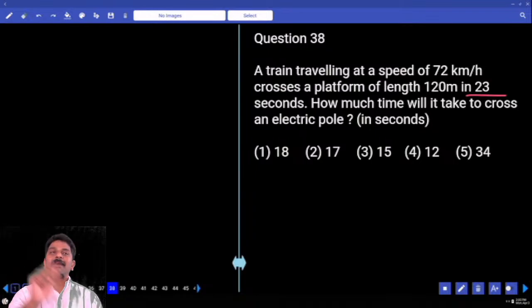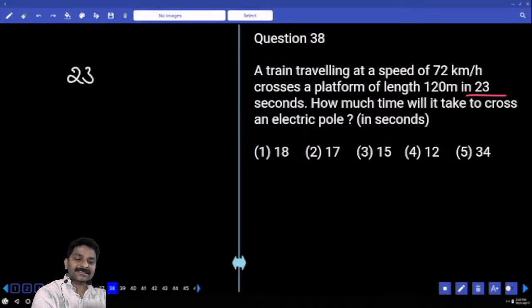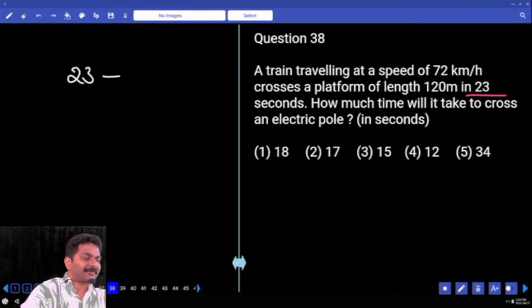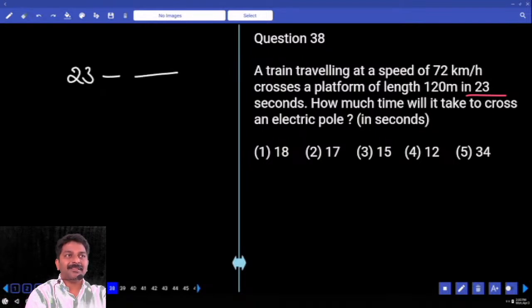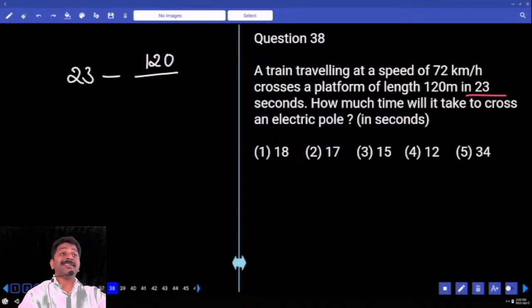Now here, how much is the time it is taking? It is taking 23 seconds to cross train length and platform length. If I subtract the time that it takes to cover the platform length, will you get your answer or not? What is the platform length? 120 meters. I want to calculate the time that it takes to cover the platform, and it is moving with the speed of 72 kilometers per hour.